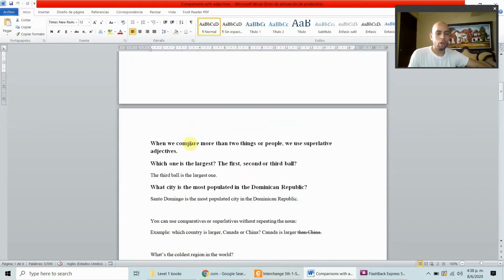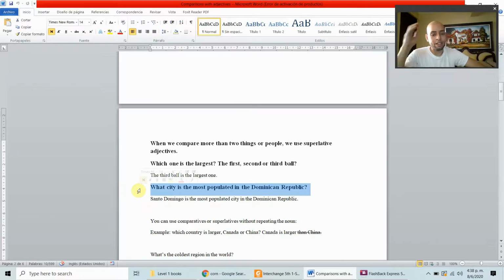So when we compare more than two things or people or whatever, we use superlative adjectives. Which one is the largest, the first, the second, or the third ball? Well, the third ball is the largest one. What city is the most populated in the Dominican Republic? So I'm making a comparison between all the cities in the Dominican Republic. What city is the most populated? Well, Santo Domingo is the most populated city in the Dominican Republic.